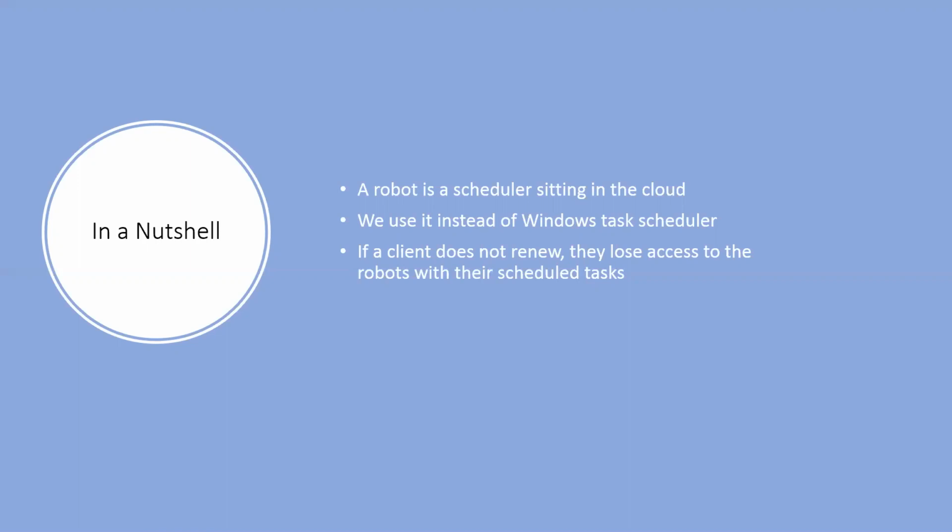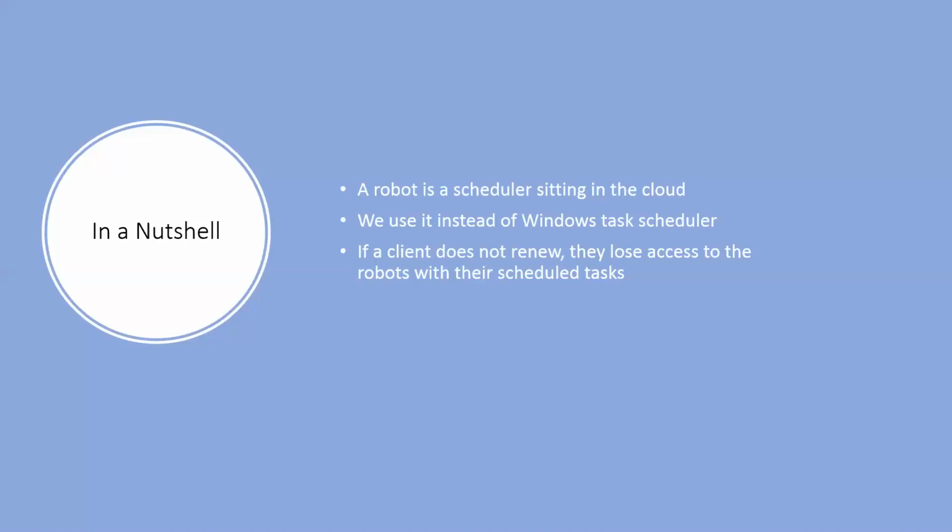If a client doesn't renew, whether they have the Enterprise Edition or whether they do everything in the cloud, in other words, they have to upload the data each time to the cloud, they lose access to those robots with their scheduled tasks, and now their scripts will no longer run at the specified date or at the specified time.